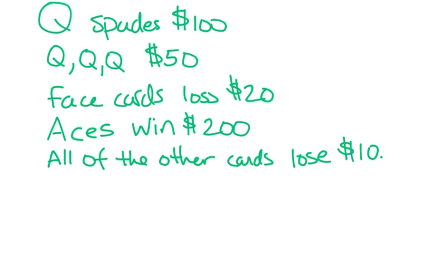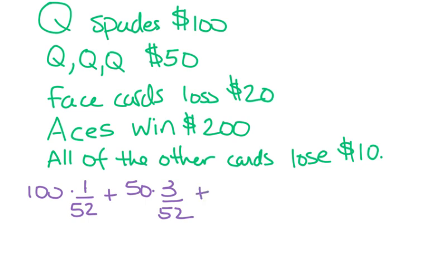There's one queen of spades in the whole deck, so that's 100 times 1 out of 52. The other queens, you win $50. Well, there's 3 queens out of the 52. You see it as an OR probability, hence why we have that. The aces win. I'm going to do the aces here. $200. There's 4 aces in the deck.